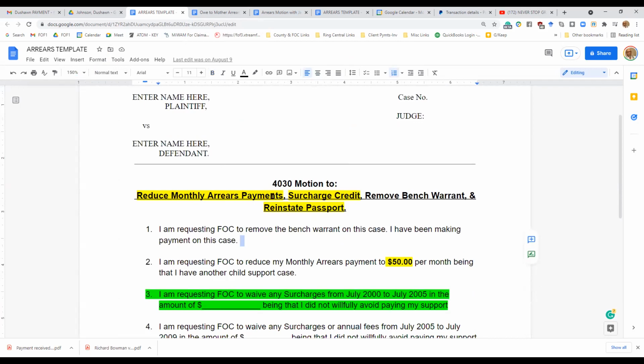So monthly arrears payments, surcharges, remove the bench warrant if you haven't. If you don't, you cross that out. Okay, you just take that off. Reinstate my passport. Don't forget that. Since y'all cleaned up the record, give my passport, because now with my new wife and my new life, I can go to Jamaica.